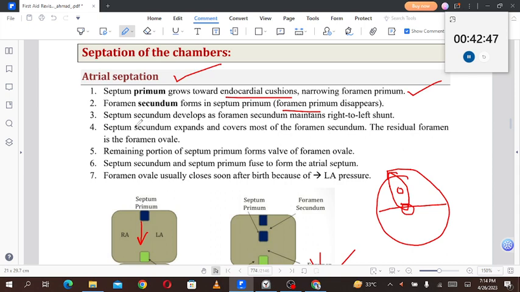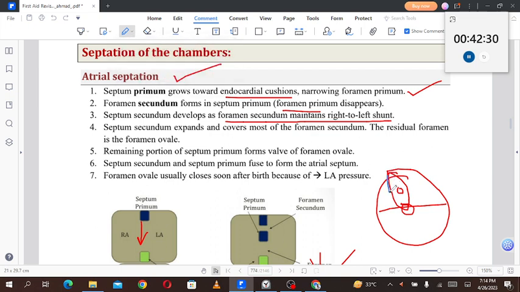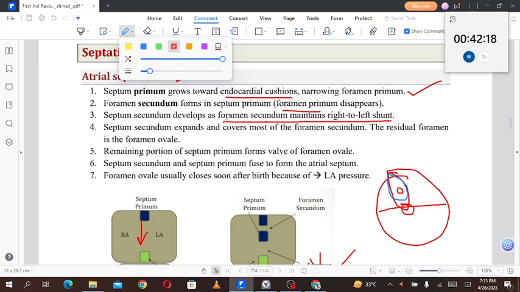The foramen primum disappears. The septum secundum develops, and the foramen secundum maintains the right-to-left shunt. Now this is the septum secundum. In front of it, another septum starts descending downwards, but it will maintain this foramen. The foramen secundum remains patent, although the septum secundum has come in front of it. The septum secundum expands and covers most of the foramen secundum.